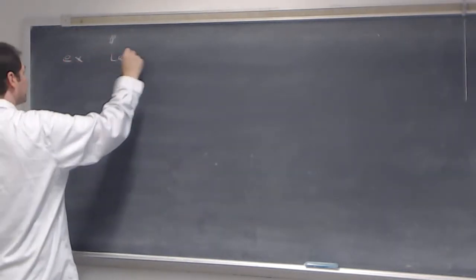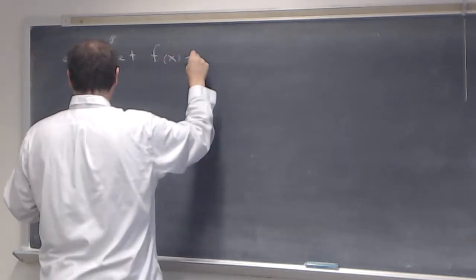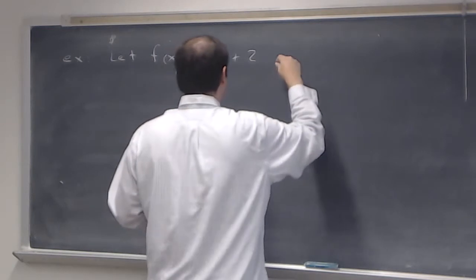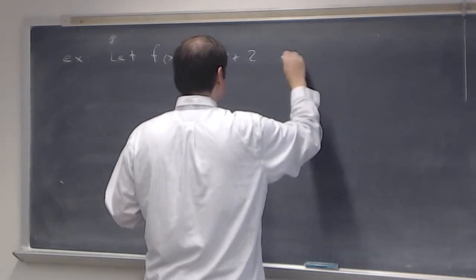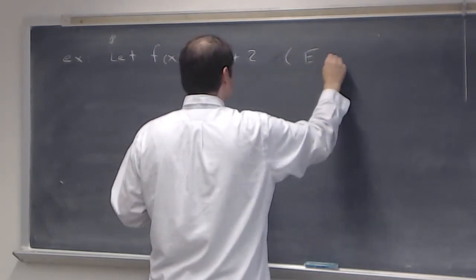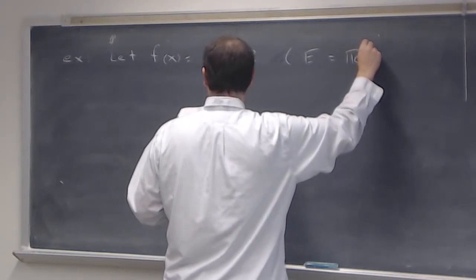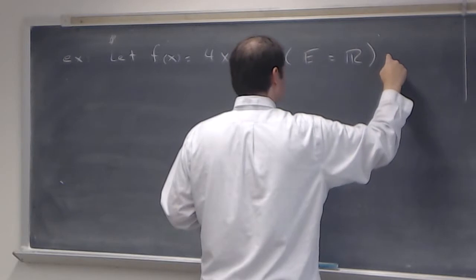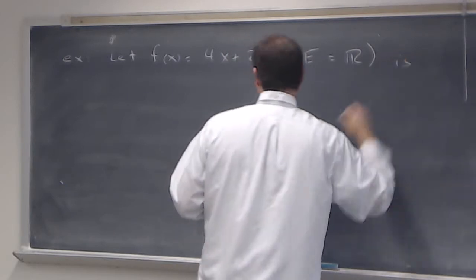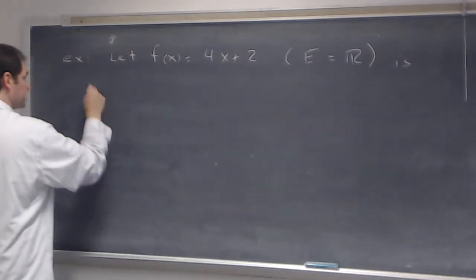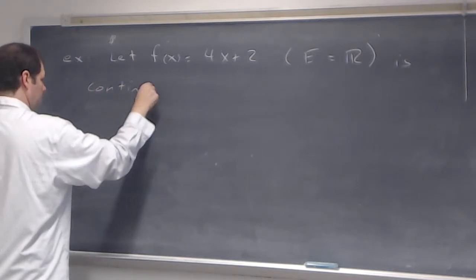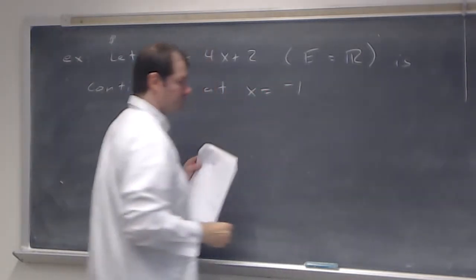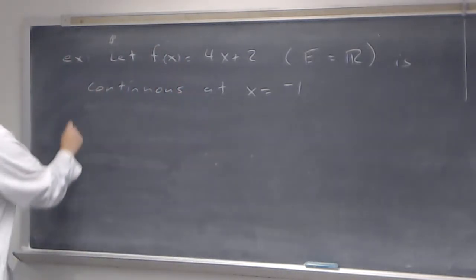Let f of x be equal to 4x plus 2, and here we're taking E equal to R, so it goes into R. I want to say this function is continuous at x equal to minus 1. Let's look at the proof of this.